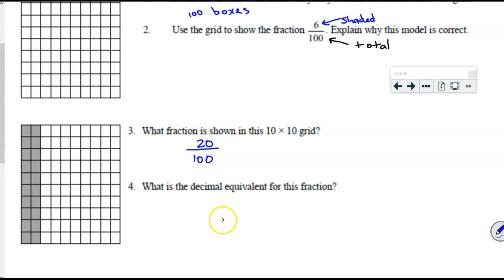Just for the sake of time, I'm going to move on. We can always come back to you once you get your thoughts together. That's okay. Emily? It is 0.2.